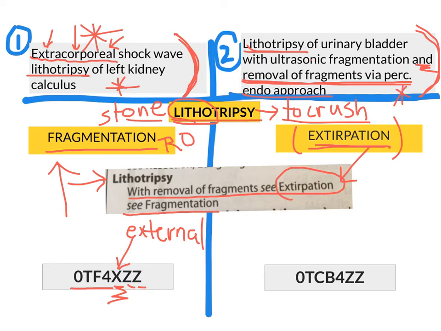Then exercise number 2 would be coded to extirpation of the bladder. It tells us it's percutaneous endoscopic approach, so that's going to be the character 5, the percutaneous endo. They were using a scope, and then no device, no qualifier.